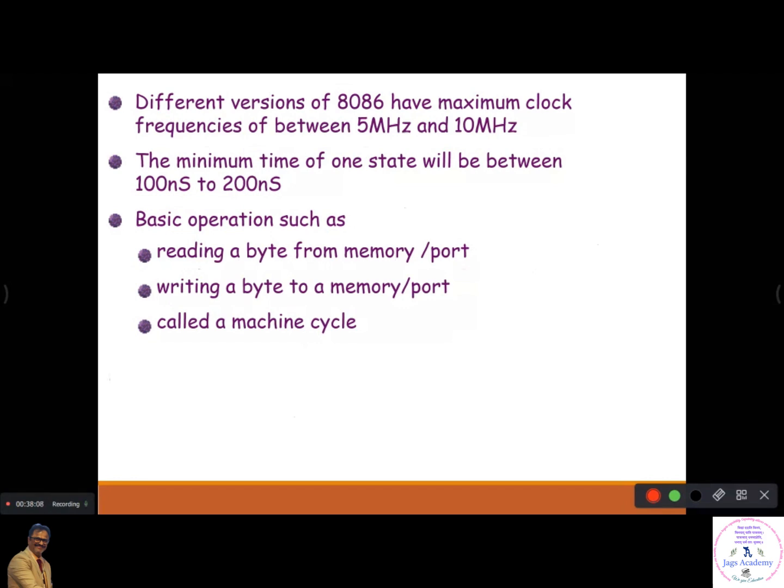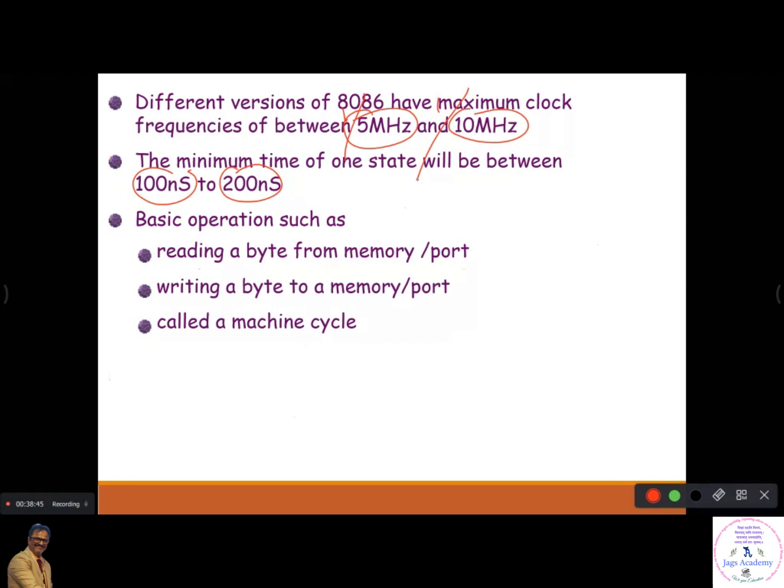Once again, different versions of the microprocessor will have different frequencies. It can be anything from 5 megahertz to 10 megahertz. The minimum time of one state will be between 100 nanoseconds to 200 nanoseconds. How do you get this? Can you tell me? How do I get 100 nanoseconds, 200 nanoseconds? One upon frequency, that's all. You all know about it.